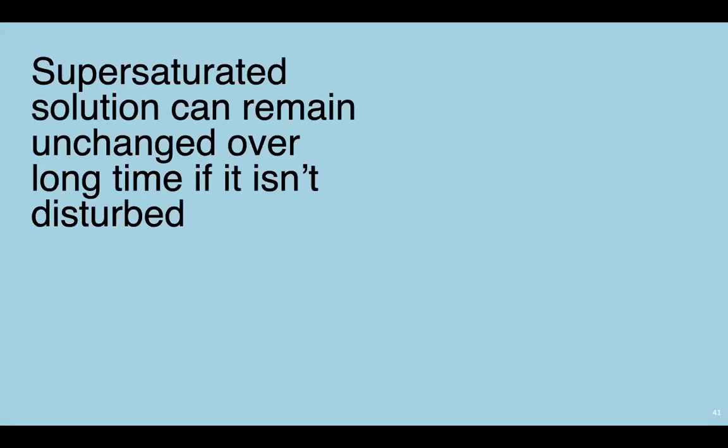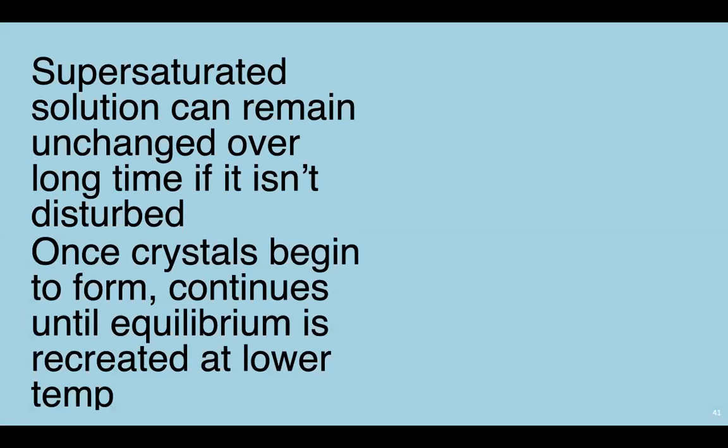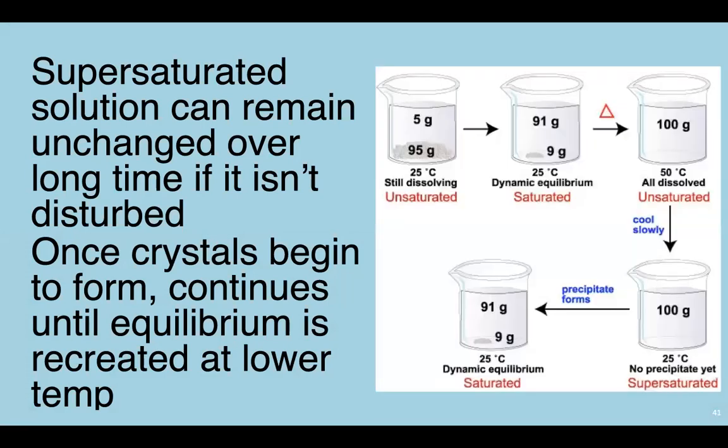So a supersaturated solution can remain unchanged over a long period of time as long as it's not disturbed. So again, if a crystal begins to form, that's going to continue until equilibrium is recreated at the lower temperature. So here we've got an unsaturated solution. This is at 25 degrees. We've reached dynamic equilibrium between dissolution and crystallization. We have a saturated solution.